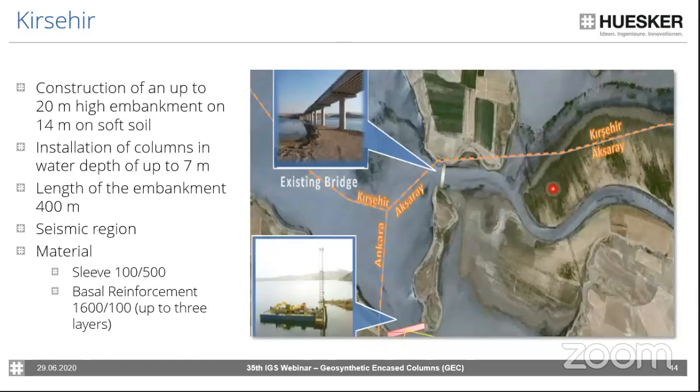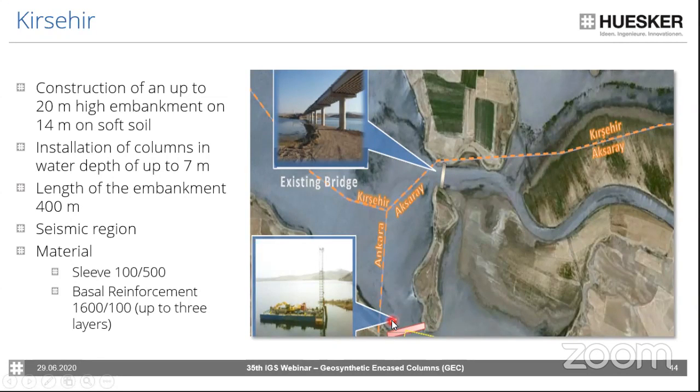And we're coming to the last case study I would like to present you today, and this is a project in Turkey. This is a construction of an up to 20-meter high embankment on 40-meter on soft soil. And the great challenge here was that the columns had to be installed in a water depth of up to 7 meters. So the length of the embankment was 400 meters.